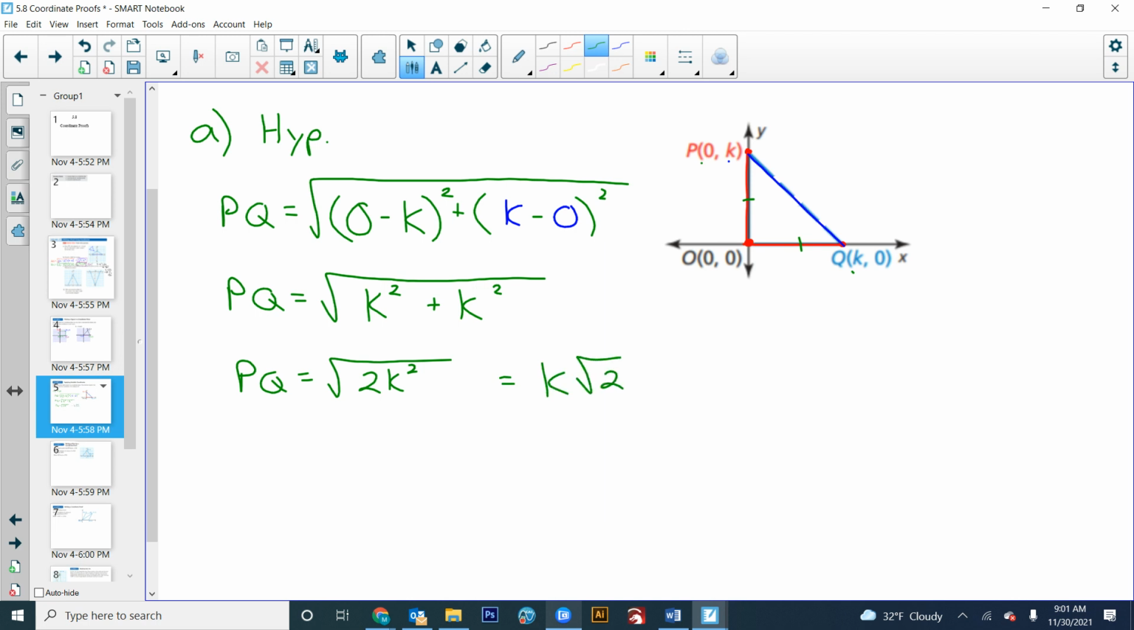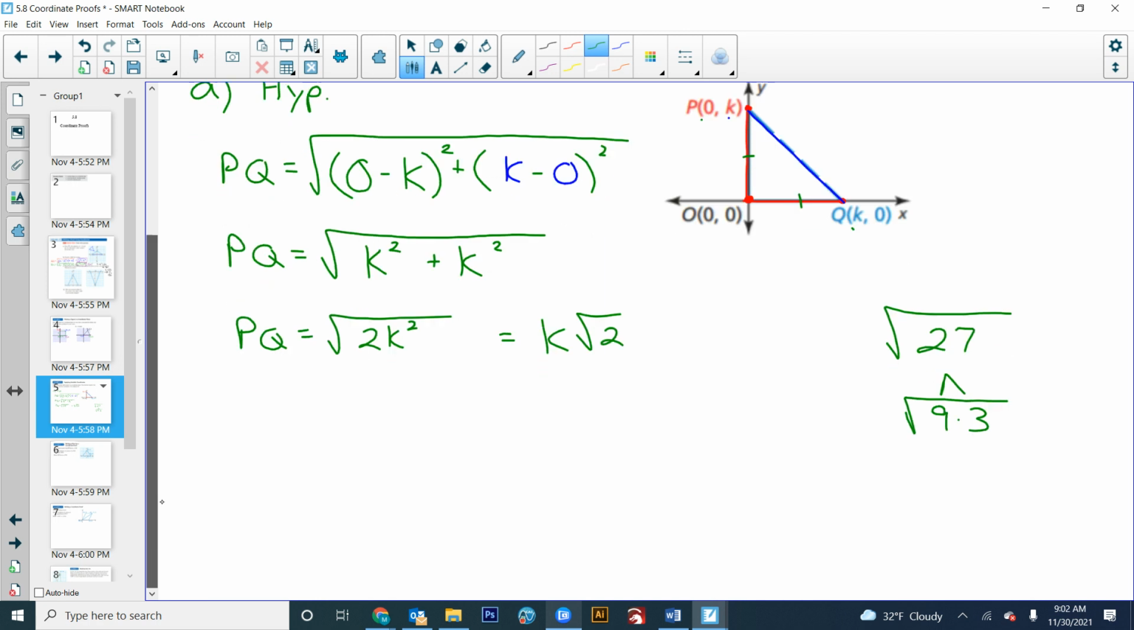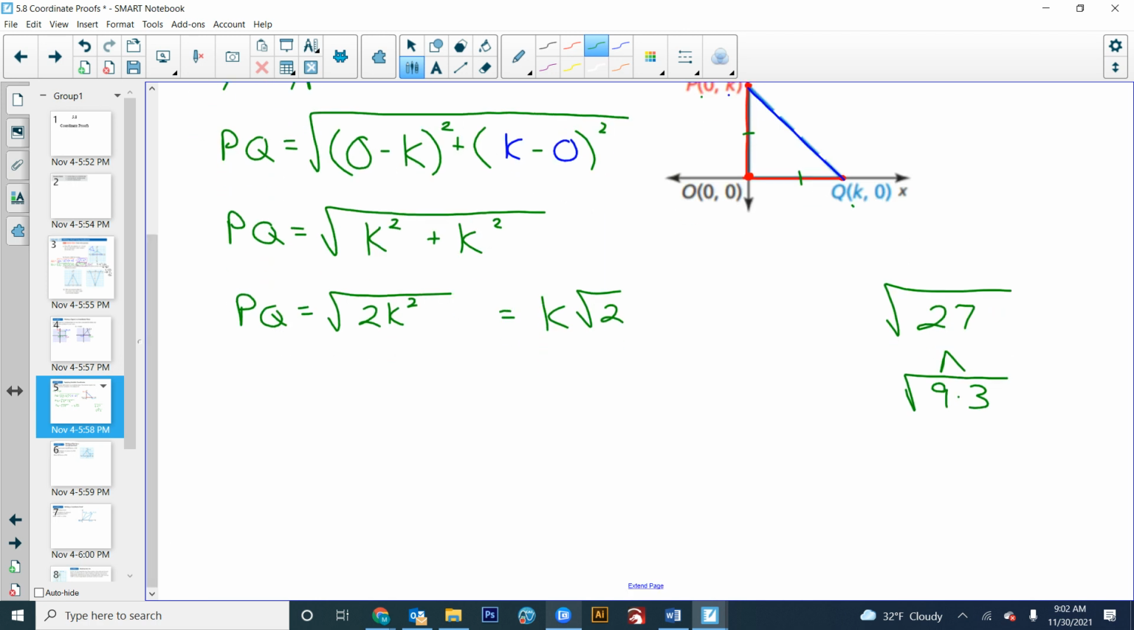How does that work? Thank you for asking. We did this earlier. What's the square root of 27? Let's break it up. What does it break up into? 9 times 3. Hey guys, I need you to listen. This is still under the square root. We're going to be doing this a lot this year. It's the square root of 9 times 3, right? Isn't 9 3 times 3?